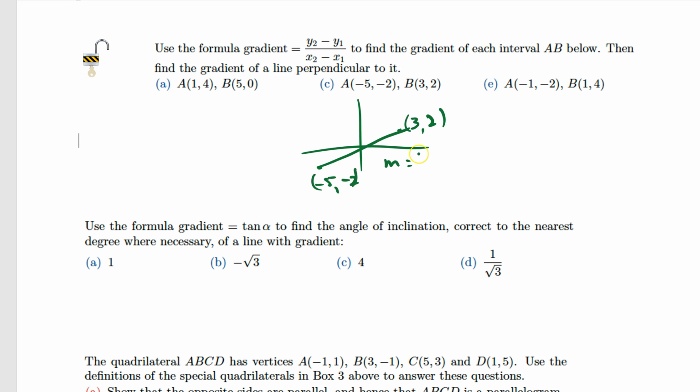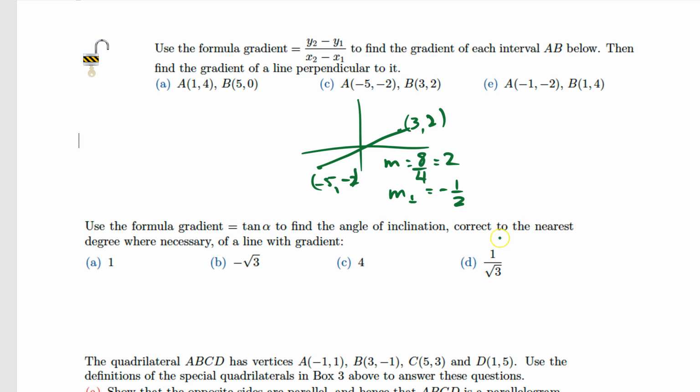So 3 minus -5 will give us 8. Over 2 minus -2 will give us 4. This line ends up with a positive gradient of 2. And the gradient of the line which is perpendicular to that is -1 over 2.